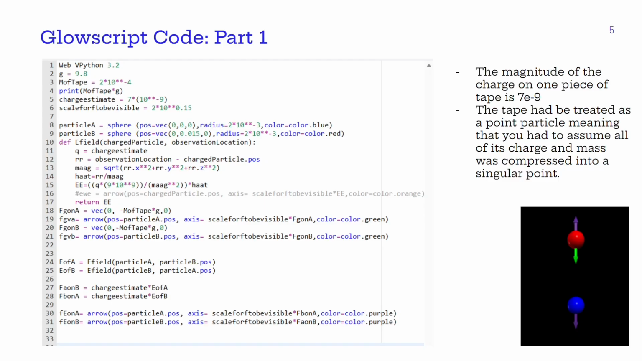As for the code, this is my first bit of code. It was also modeled using the idea that both pieces of tape were point masses, meaning you had to make the assumption that all of the charge and the mass was compressed into a singular point. Doing this, I was able to find that my charge was 7 times 10 to the negative 9.